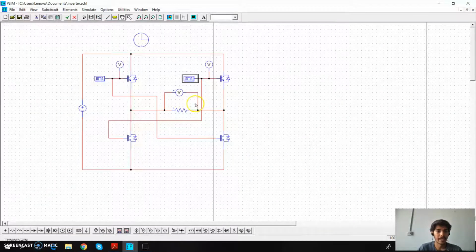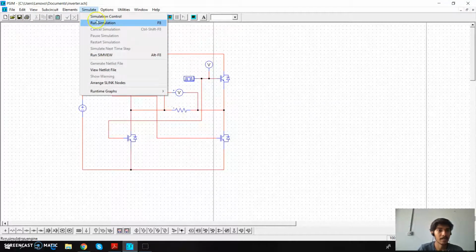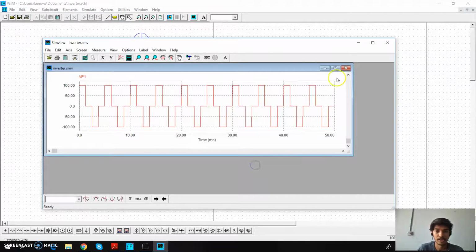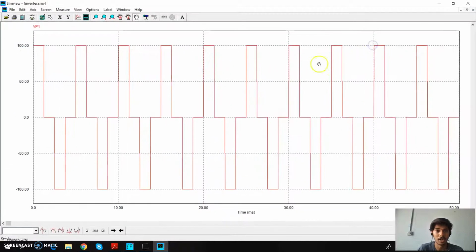We can also obtain different waveforms by changing the load here. So this is how we will get the AC supply at the output using the switching devices and controlling their on-off period. Thank you.